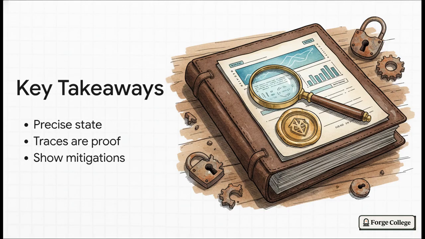So keep these key takeaways in mind. Reproductions absolutely require precise state. Traces are your irrefutable evidence, and mitigations must be demonstrated dynamically. Remember, we aren't just handing over opinions here, we are delivering an evidence-based security payload.